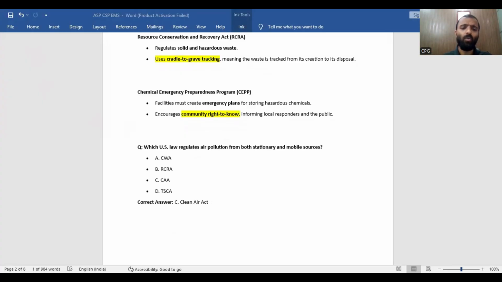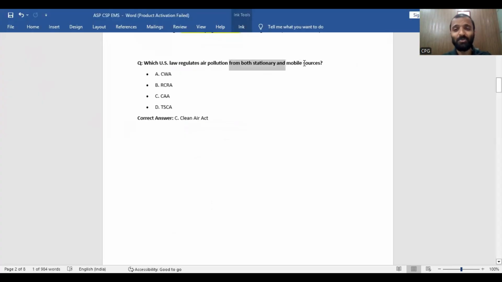Now, which US law regulates air pollution from both stationary and mobile sources? Regulating air pollution means you have to understand it is the Clean Air Act, CAA. Very simple. It regulates both stationary and mobile sources. We have already learned that.